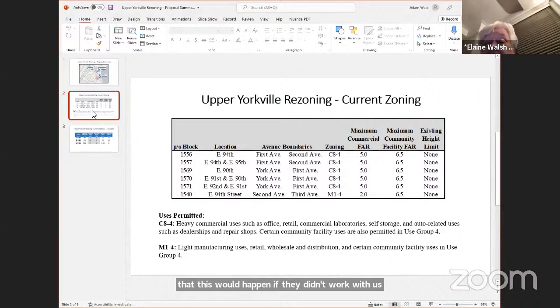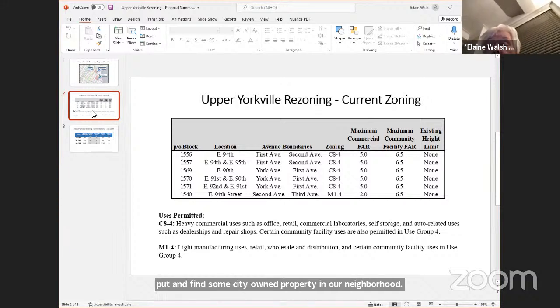I would love to see us identify what we lost and sue the city to get those units put back, and find some city-owned property in our neighborhood, or let the city buy it and we build affordable housing where it should have been in the first place in our community.